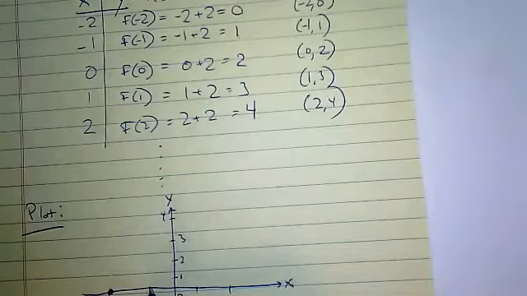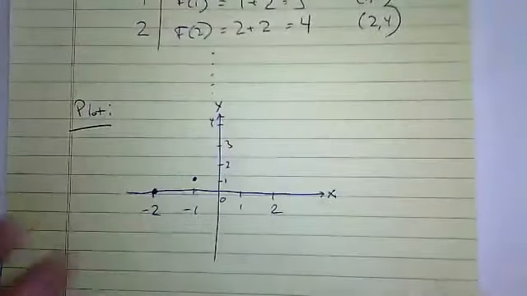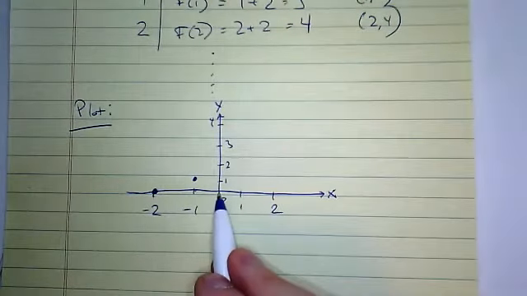I go down to -1 in the x, put a 1 on there. Oops, off my paper. Sorry about that. The next one's 0, 2. So I go to x equals 0, which is right here. Go up to 2, plot a point in there.